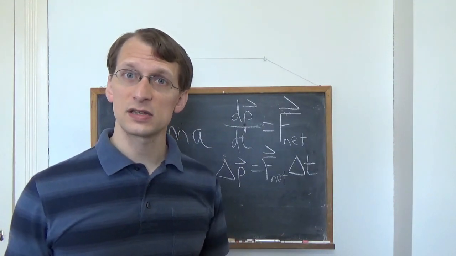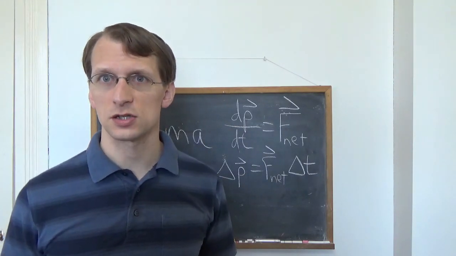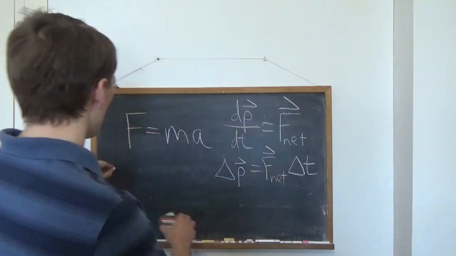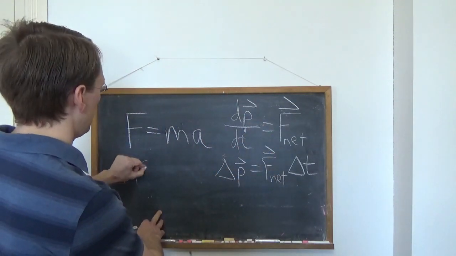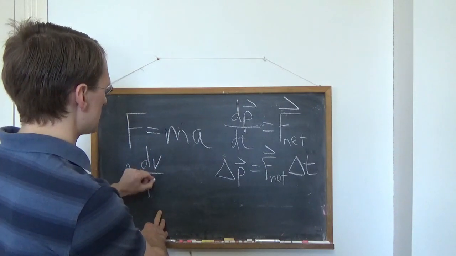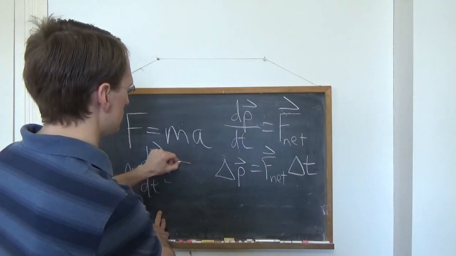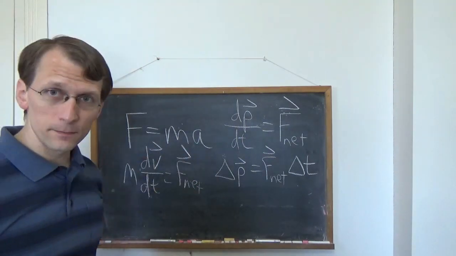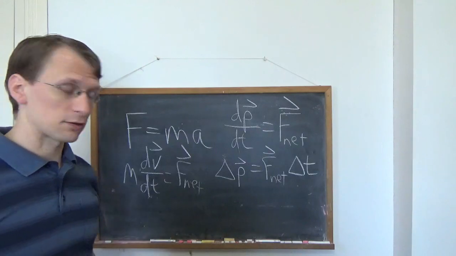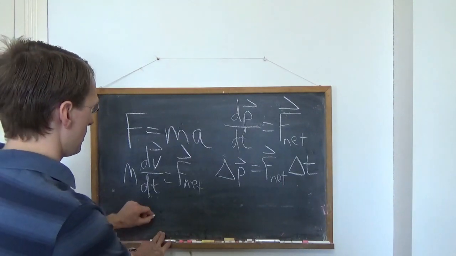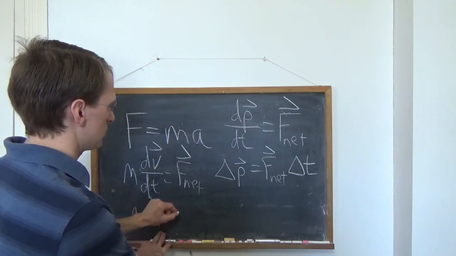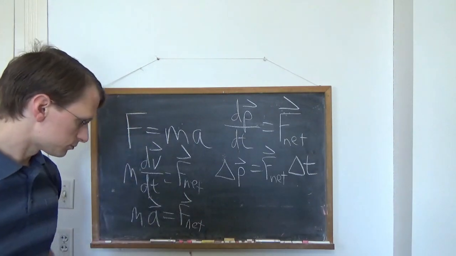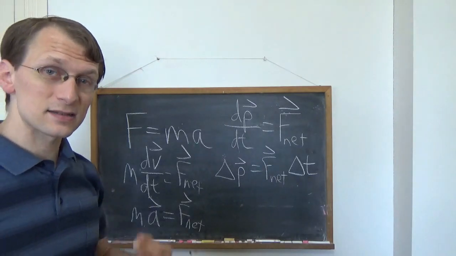But if you're going to have a system that doesn't have its mass change, then we can change this first equation to be slightly different, where it's m dv over dt equals F net. And this dv dt is acceleration. So then we have ma equals the net force. And again, those are expressed as vectors.